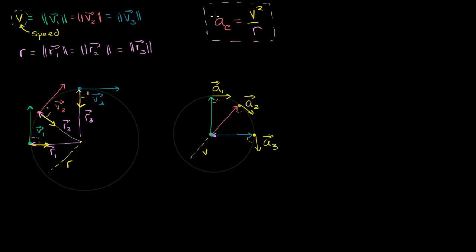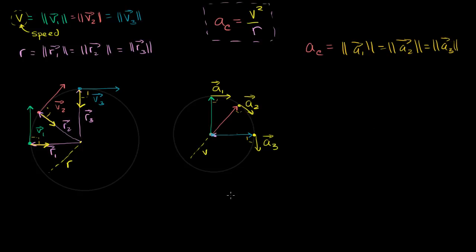Here we're talking about just the magnitude of it. And we're going to assume that all of these have the same magnitude, which we'll call a sub c. So that's the magnitude. It's equal to the magnitude of a1, it's equal to the magnitude of a2, and it's equal to the magnitude of a3.